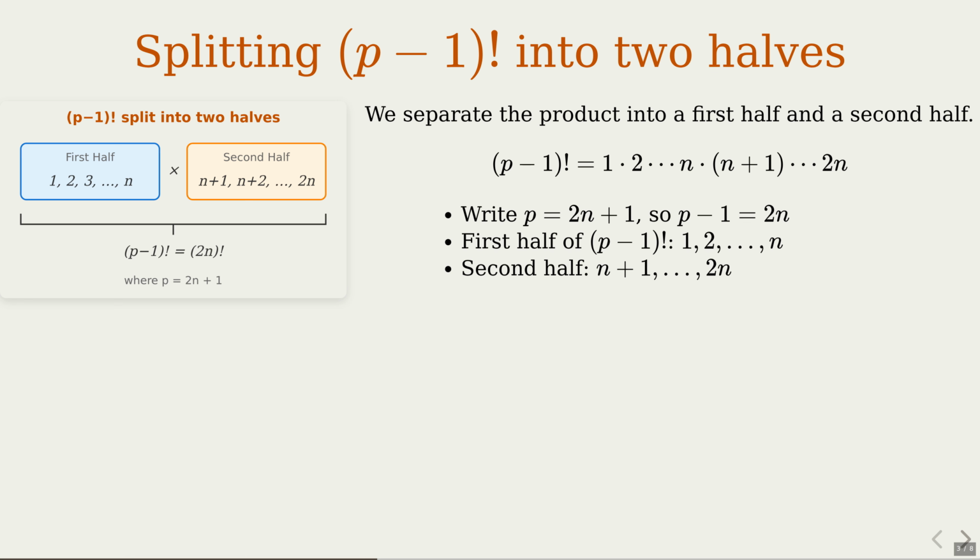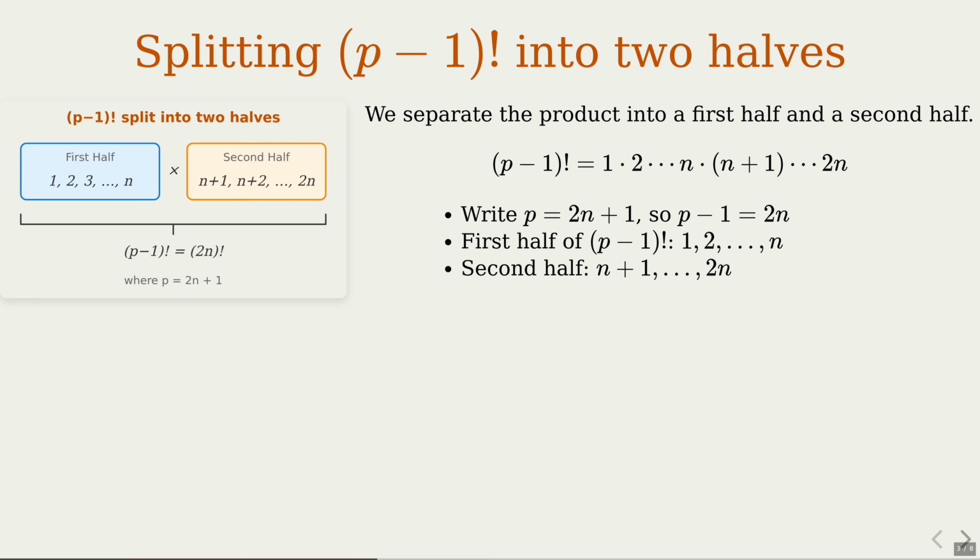Now comes the key observation. Each number in the second half is congruent modulo p to a negative number from minus n up to minus 1. So we can think of the second half as the same set as the first half, but reflected to their negative partners. To make this matching of positives and negatives feel concrete, let us walk through it for the small prime 7.